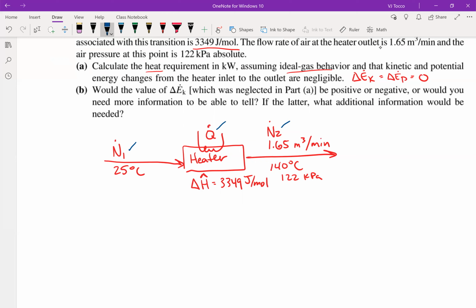I can't set a basis, because you might think, because I don't know what the molar flow rate is, I can set a basis, but that's not true. I do have a basis set. It's just in terms of the volumetric flow rate there. So I'm going to use the ideal gas law.